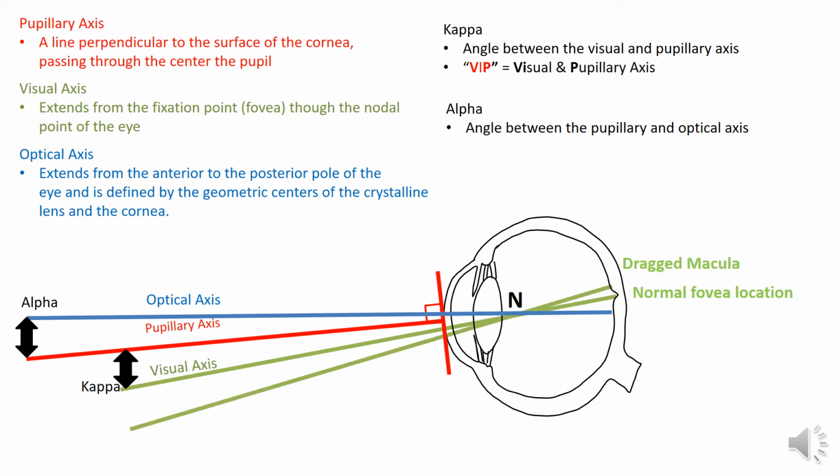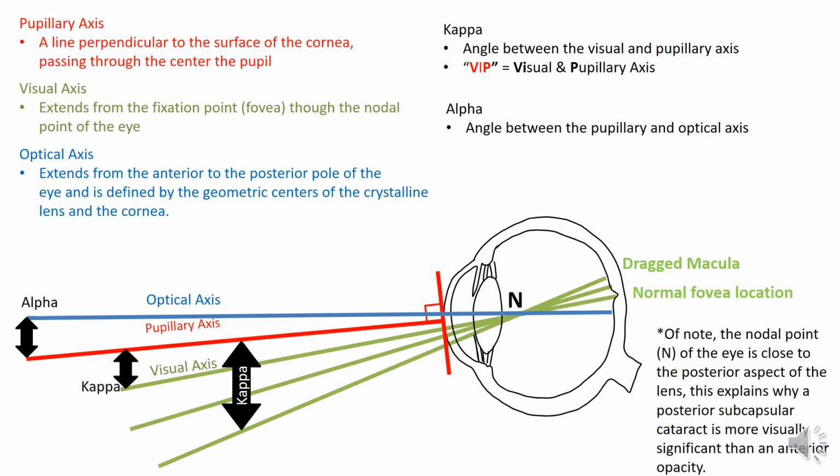Here we can see the macula being dragged temporally, thus increasing the angle of kappa, leading to a pseudoexotropia in the patient. Of note, the nodal point of the eye is close to the posterior aspect of the lens, and this explains why a posterior subcapsular cataract is more visually significant than an anterior opacity.